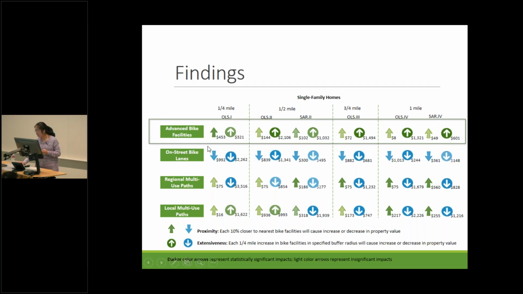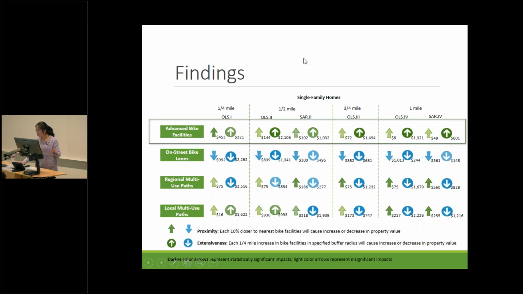The arrows represent how each 10% closer to the bike facilities affects the property value. If it increases, we have an up arrow. If it decreases, we have a down arrow. And the numbers beside are the coefficients transformed into the actual price impact. For this arrow, each 10% closer the house is to the advanced bike facility will contribute a $453 increase for the property.